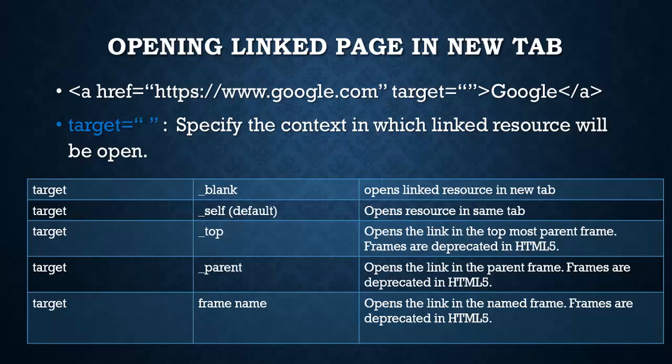The fourth possible value is underscore parent, which opens the linked resource in the immediate parent frame, but again frames are deprecated, so this is not useful anymore. And the last possible value is frame name, in which the linked resource will be opened in the specified frame, but again this is not useful because frames are deprecated in HTML5.